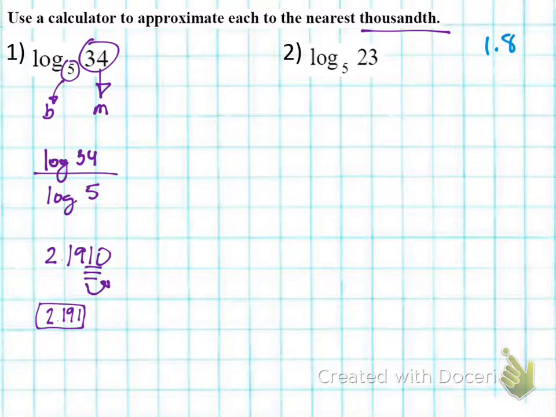Okay, anyways, so the first thing I want to do is identify the different parts of my logarithm. So this is our base of 5. 23 will be our m, okay? And we are going to start working this out.